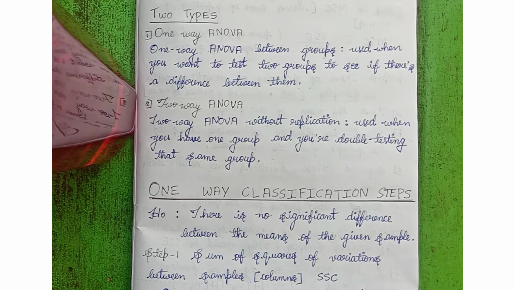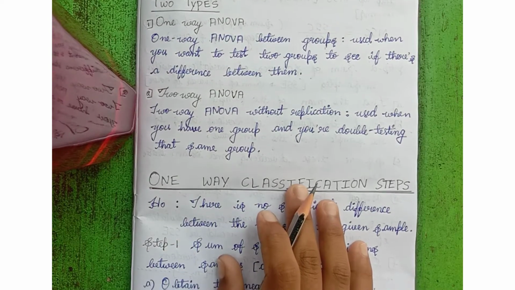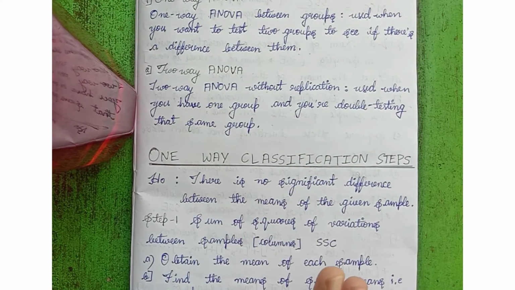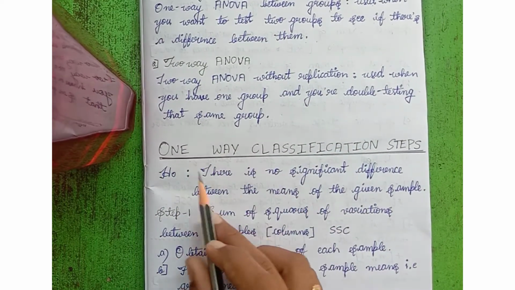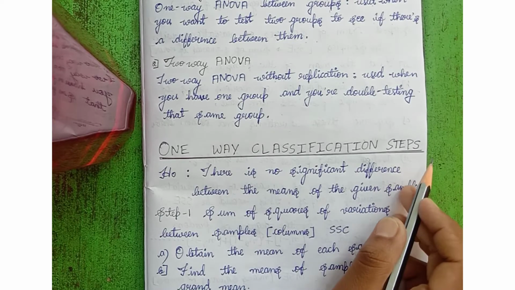Here, two-way ANOVA is used for the interaction between the two factors and to test the effect of two factors at the same time. Effect of two factors, like what I have told, productivity of worker with his salary and skill. Two factors at the same time, we are going to compare both. This is two-way ANOVA. So straight away we move on to the steps of one-way ANOVA classification.